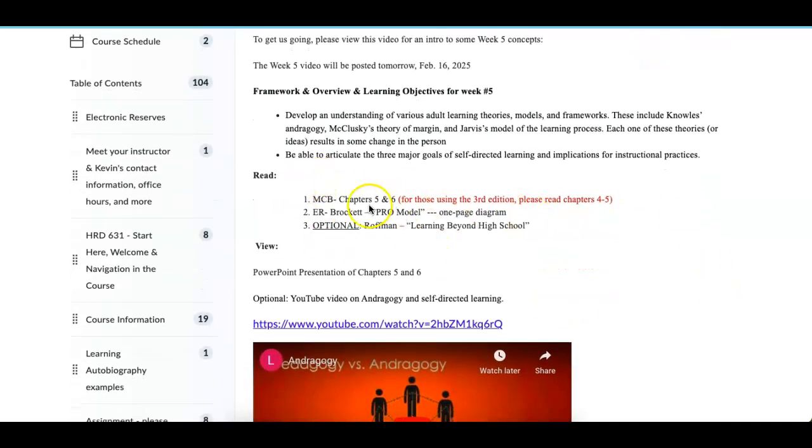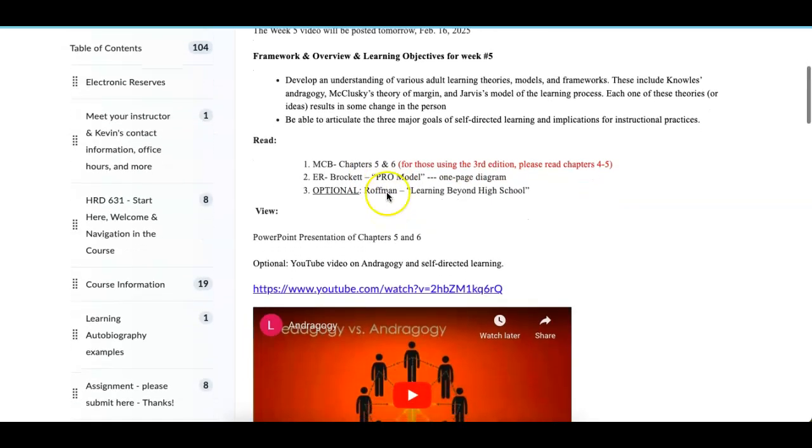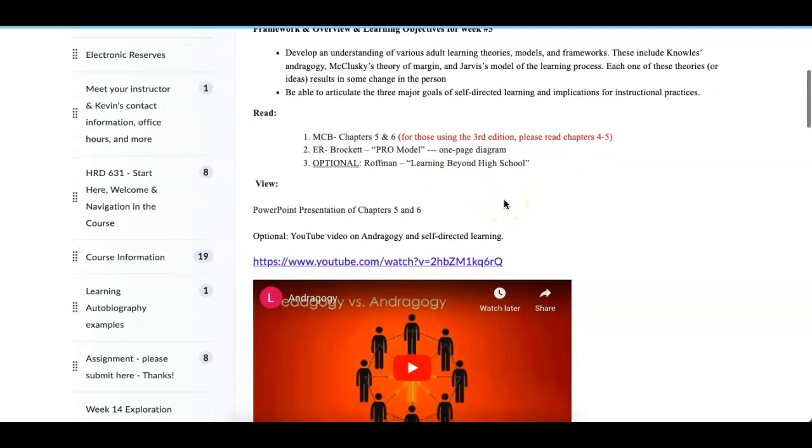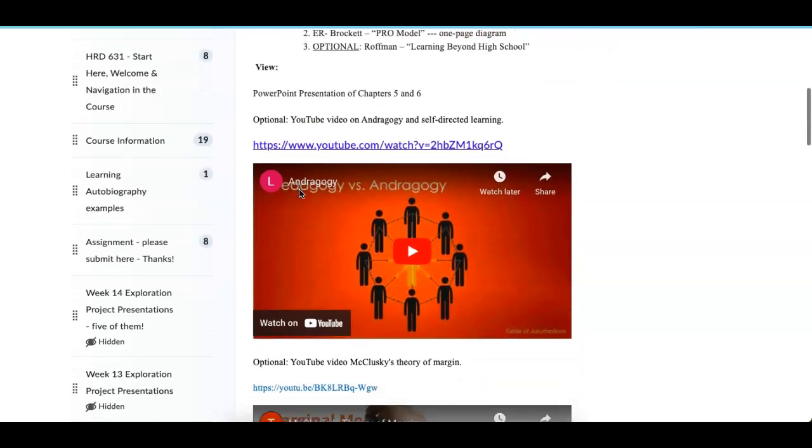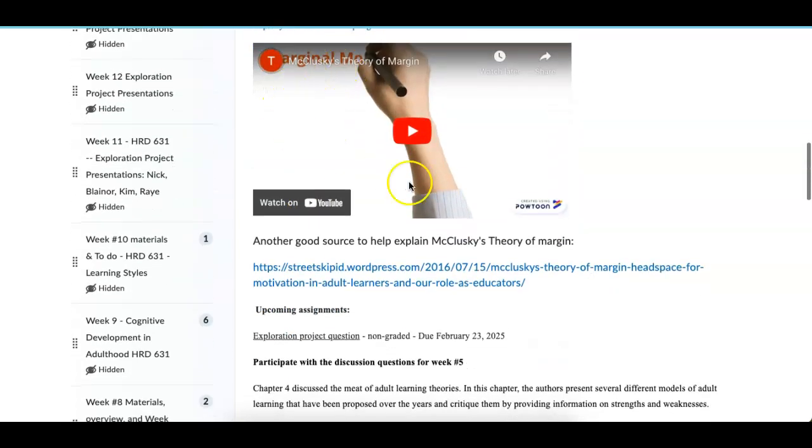Nuts and bolts. I'd like you to read chapters 5 and 6, electronic reserve, the pro model, and then we have another electronic reserve, learning beyond high school. These are a little old, but there's still something. Every year I think about removing them, getting something more current, but I really like what's in there. Take a look, I put together a PowerPoint for everybody on these topics, self-directed learning and also andragogy. A couple of videos. Theory of margin.